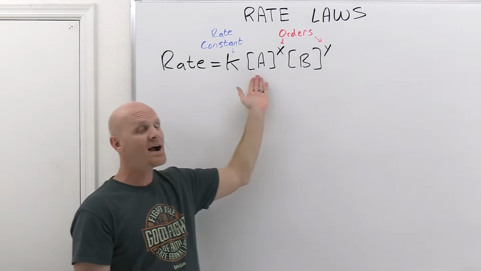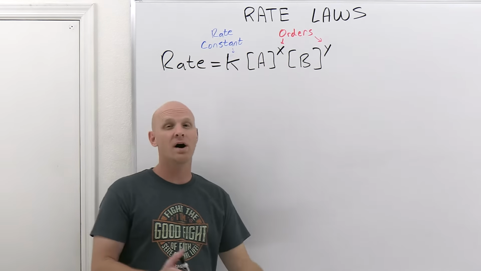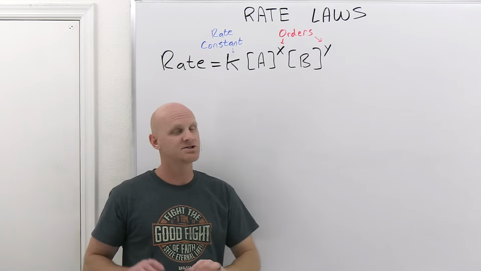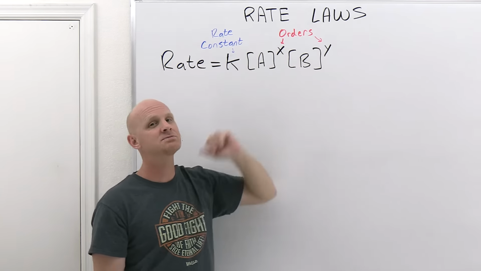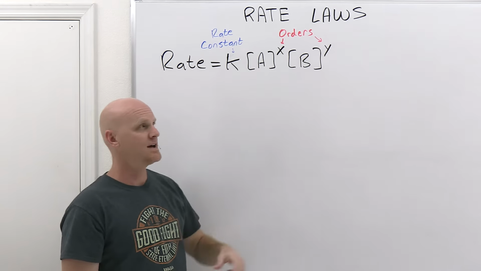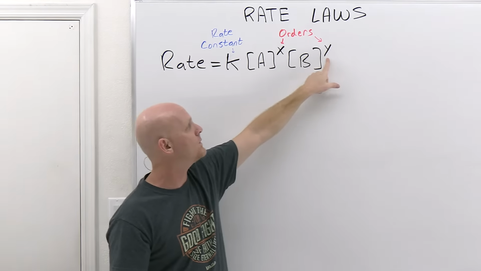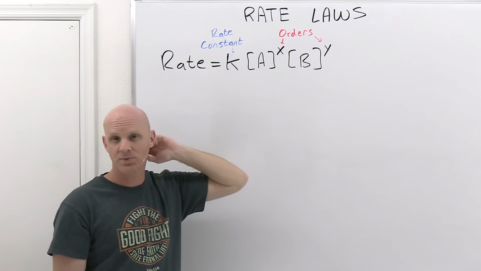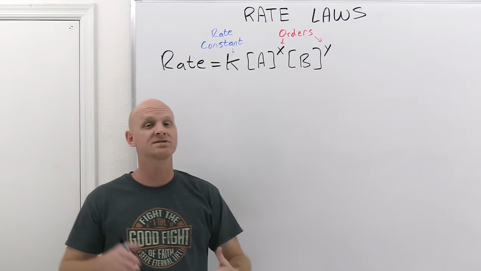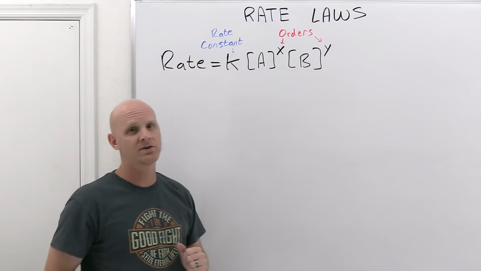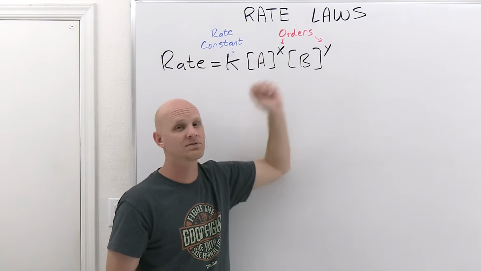And then typically reactant concentrations are going to show up. It's typically just reactants, not products, although that's not exclusive. It's just what's usual. Then you have these exponents right here, and these exponents are called the orders. X would be called the order with respect to reactant A, Y would be called the order with respect to reactant B, and then there's also what's called the overall reaction order, which is the sum of all the individual reactant orders. In this case, the overall reaction order would be X plus Y.